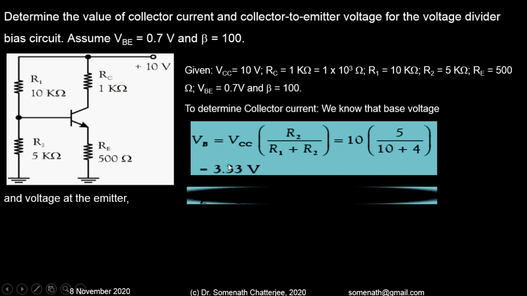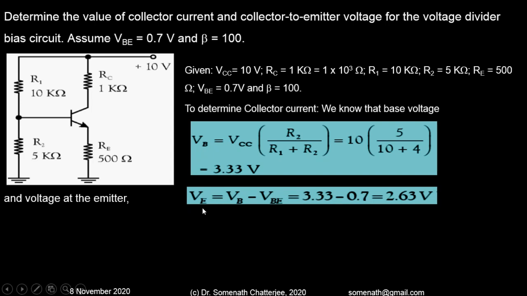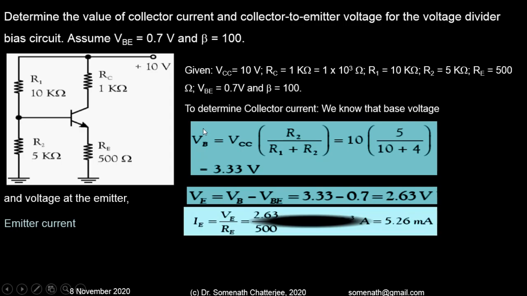So then the voltage at the emitter, what is the voltage at the emitter? VE is equal to VV minus VBE. So from there we can get the values, and you know that VE is the emitter voltage. If we get the emitter voltage, then we can find out the emitter current, that is nothing but VE divided by RE, the potential drop across RE. So from there, using Ohm's law, we can get the IE.